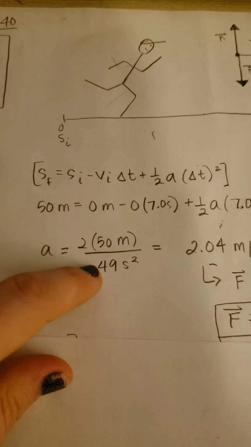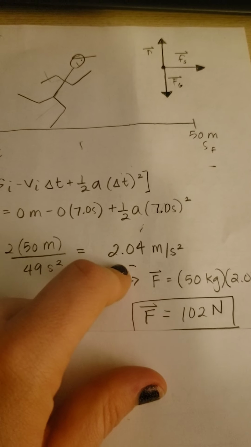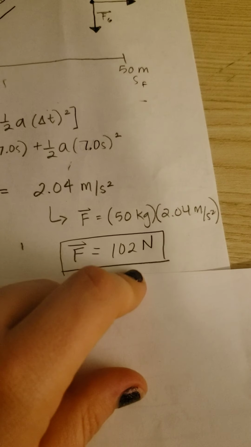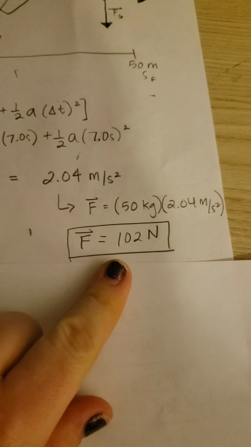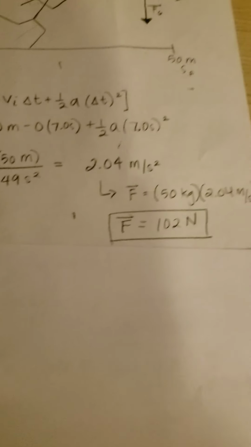So doing that math, we get our acceleration equal to 2.04 meters per second squared. And we can now plug that back in. Force equals mass times acceleration. And we end up with our force in the horizontal direction at 102 newtons.